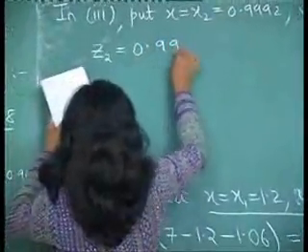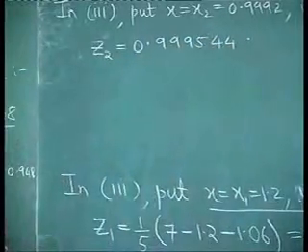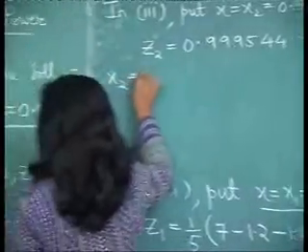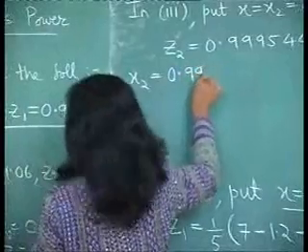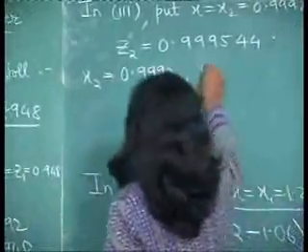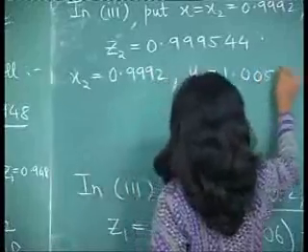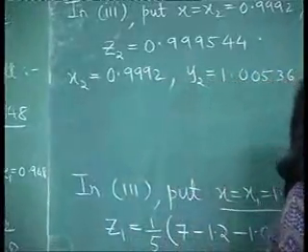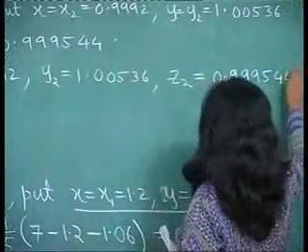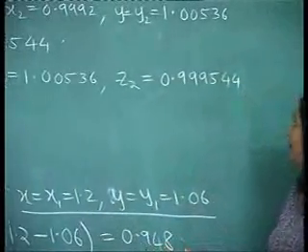to be 0.999544. So at the end of iteration 2, we get x2 as 0.9992. Then we get y2 as 1.00536, and we get z2 as 0.999544. In the previous step, we had got z1 as 0.948.